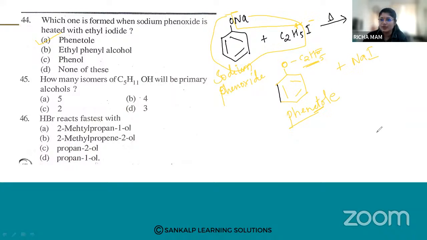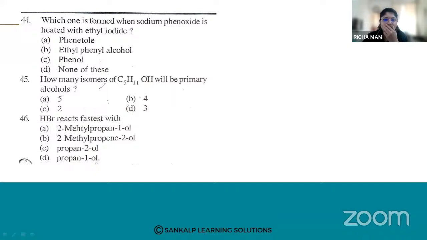Let's go for the next question. How many isomers of C5H11OH will be primary alcohols? How many isomers? So one possibility is CH3, CH2, CH2, CH2, CH2OH, carbons 1, 2, 3, 4, 5.